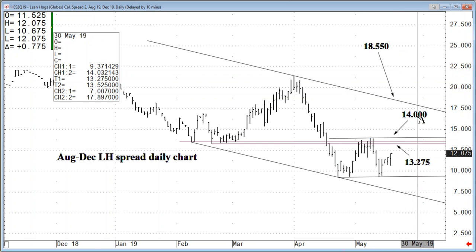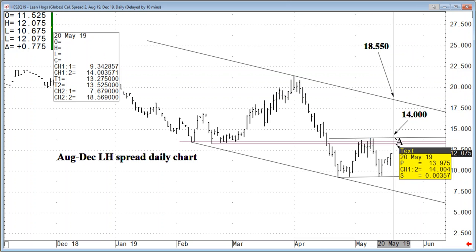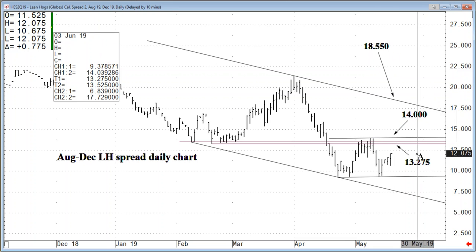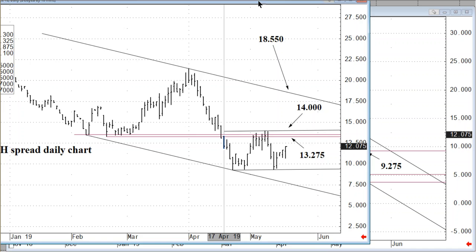Let's say that we closed above 14 even Wednesday, Thursday, Friday of this week. Then I think within a week or two of that, you should reach 18.5. And still, until then, this is your ceiling. And I'm guessing that you're aware of that area.